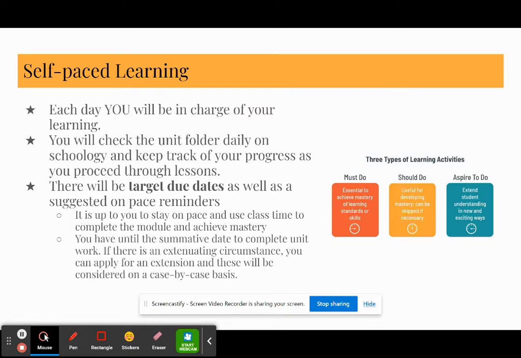You have until a summative date to complete the unit work. If there is an extenuating circumstance, you can apply for an extension, but these will be considered on a case-by-case basis. This includes being absent on the day of a summative due date. Many of our summatives are not actually paper and pencil tests, so even if you are absent, conceivably you can turn it in on Schoology. So unless there's something catastrophic that really keeps you from getting online and submitting, you should be submitting your projects on time, even if you are not in school.